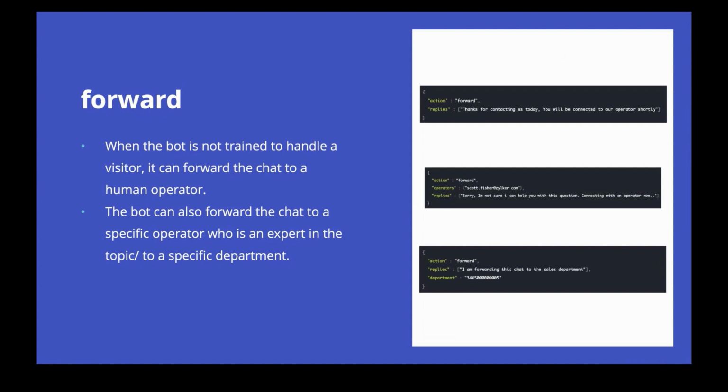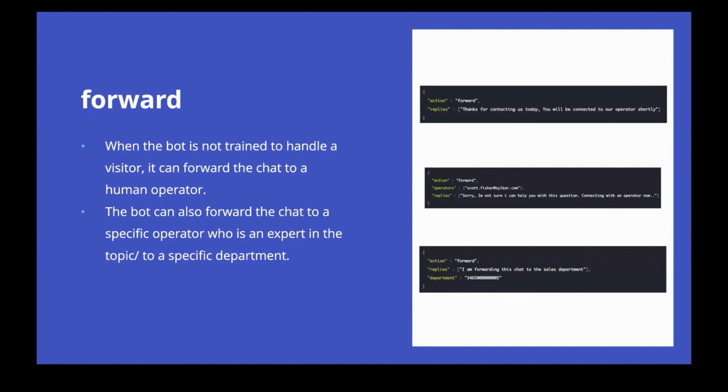Then we have operator specific forward. When the Zobot doesn't know how to handle a particular visitor query, it can forward the chat to a specific operator who is an expert in the topic, and he or she can answer it. In this case, the email address of the operator has to be specified along with the action and the reply. Then we have department specific forward. The Zobot can also forward chats to a specific department to which the query is related. Here, the ID of the corresponding department is mentioned along with the action and the replies.